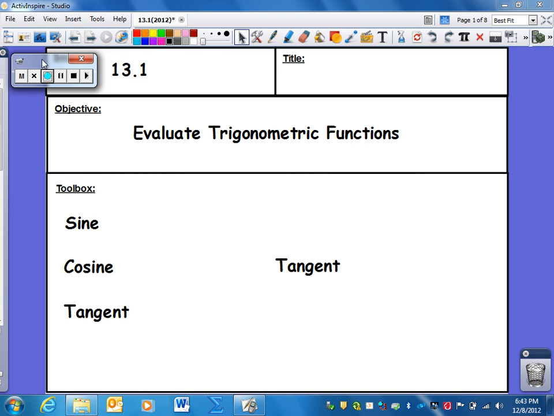So I need a minute to write those down. Also write down sine, cosine, and tangent. Those are going to be your building blocks or the basics for this entire chapter. Once you get those down, you're going to be set. So sine, cosine, and tangent.